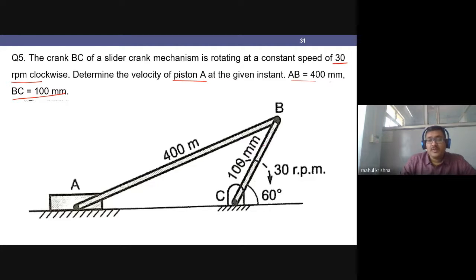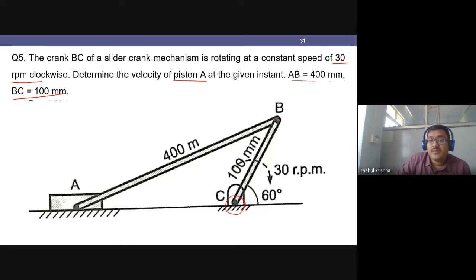Here, firstly, I am not given the direction of the velocity. So first I have to write the direction of my velocity VB, which way it is acting. Since point C, the center of the crank, is fixed, for the link BC my instantaneous center always lies at C only, because there is only rotational motion, right?